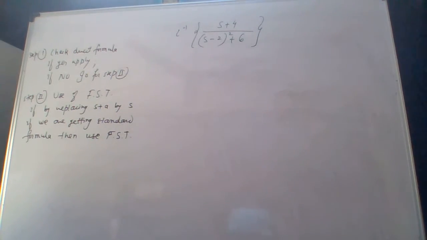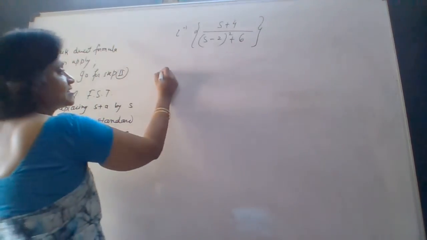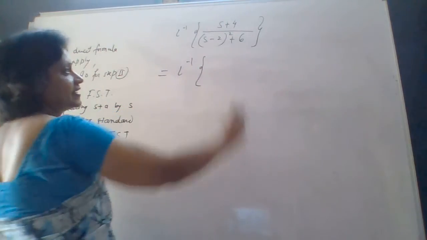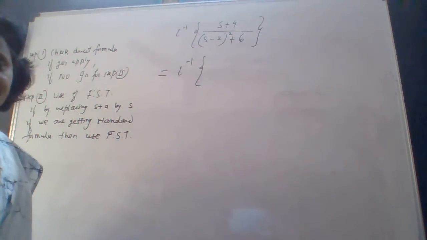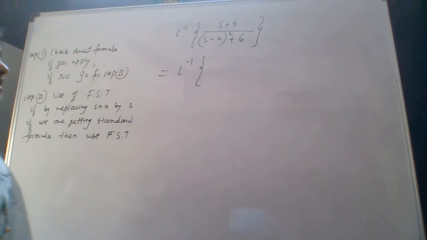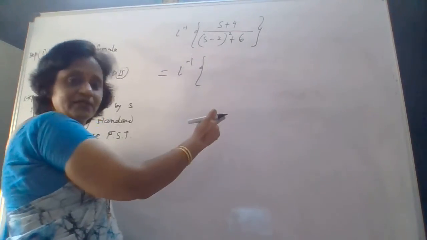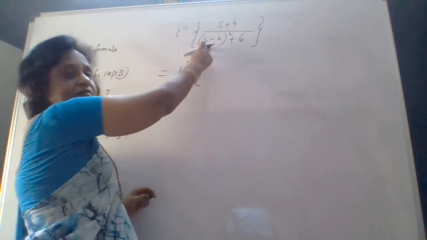So I told you when to use. Now I will show you how to use. Listen now. This is L inverse of. Now it is there in my mind. I want to replace s minus 2 by s. So remember, everywhere I have to replace s minus 2 by s, not only one place.